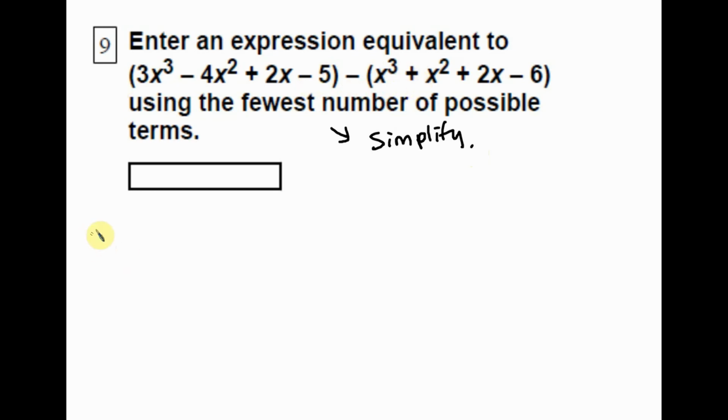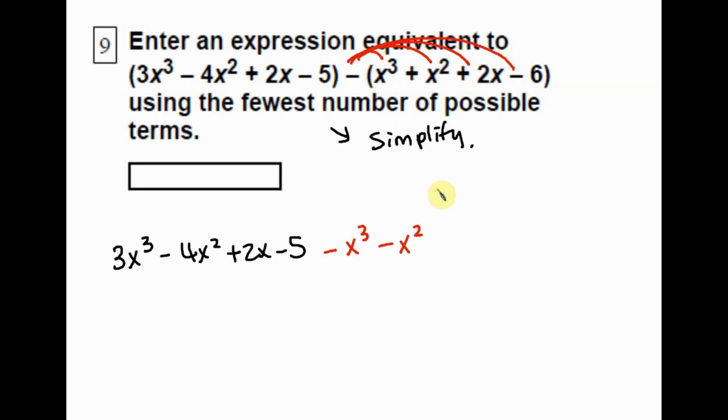So I'm going to write it one more time without having this subtraction. For example, the first polynomial I will keep as it is, but for the second one, I'm going to distribute this negative to each term. Negative times x cubed becomes negative x cubed. Negative times x squared will become negative x squared. And if I repeat the similar steps, it becomes negative 2x and positive 6.